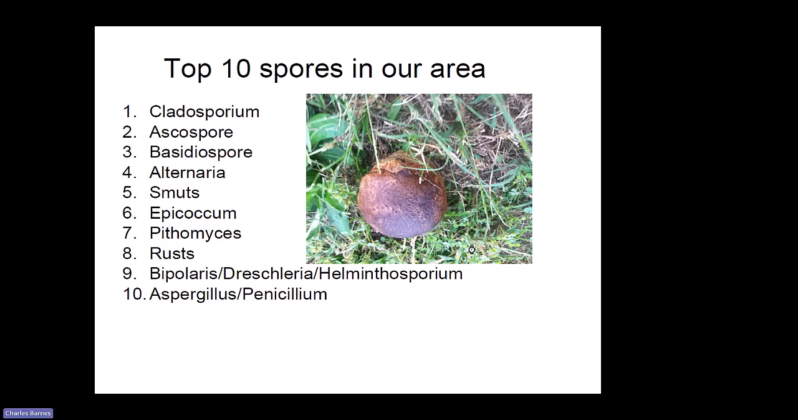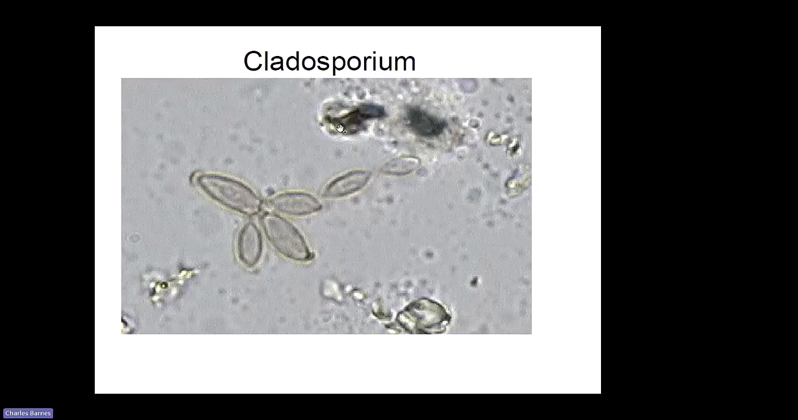And so this is Cladosporium. It's a sort of sausage-shaped spore. It will have at least 2 attachment sites, and you start to recognize most of these spores by the attachment sites.